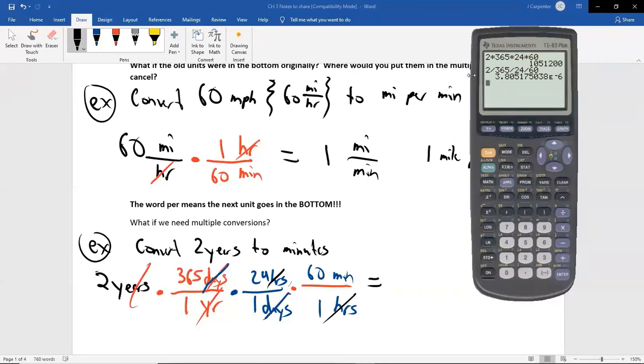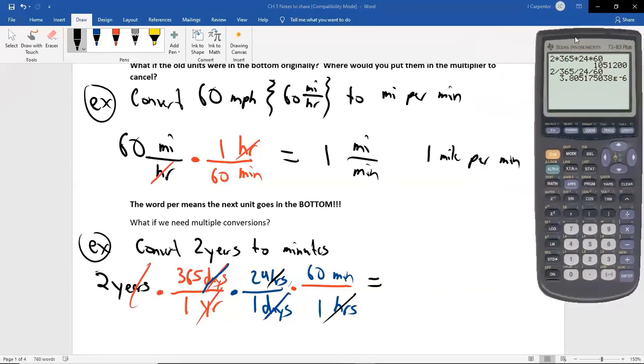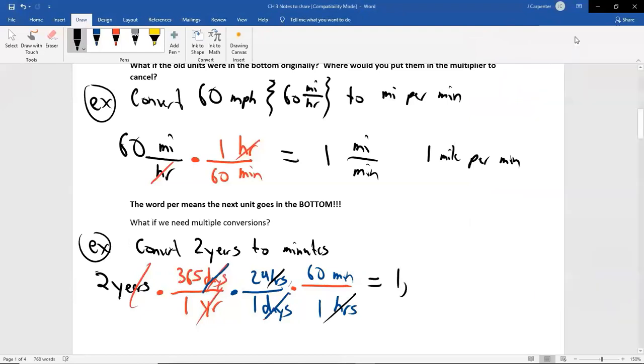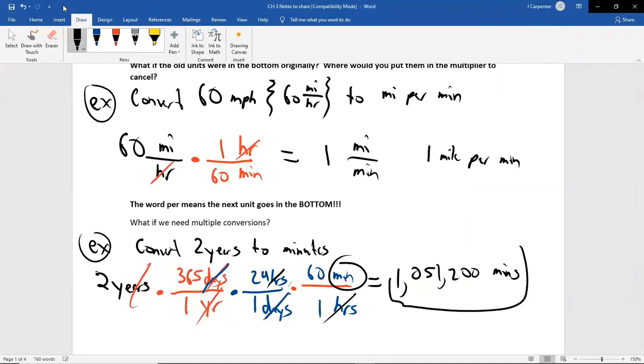And yes, we do get the 1051200. I'm going to put commas in here to make this prettier. 1,051,200. Well, what are the units? The one that we haven't canceled, these are minutes. So 1,051,200 minutes is equivalent to 2 years.